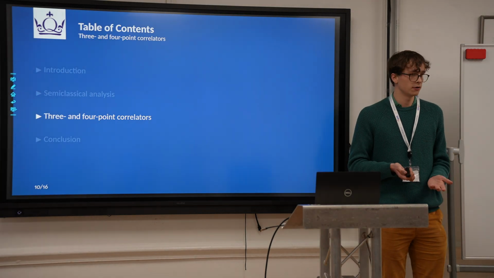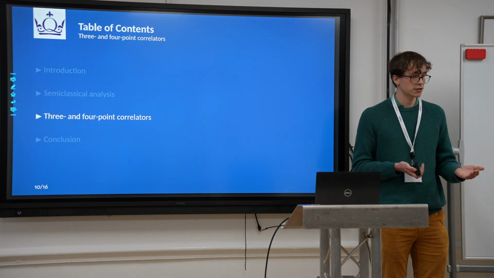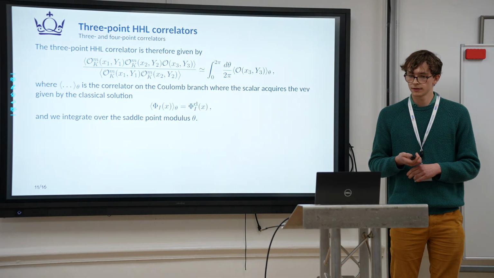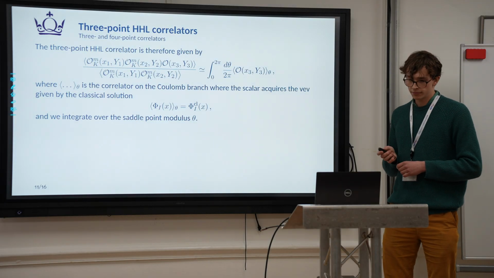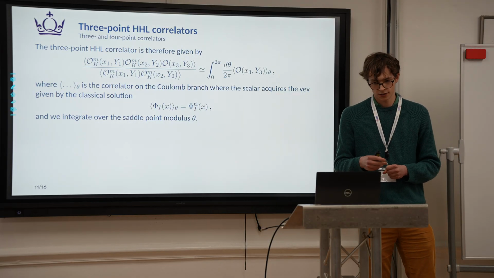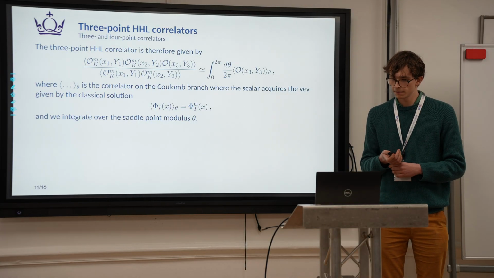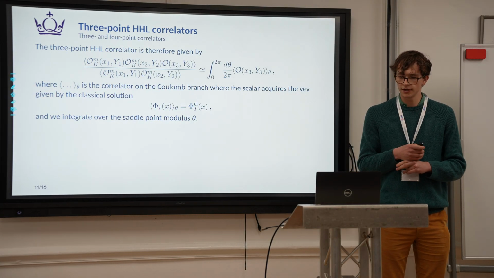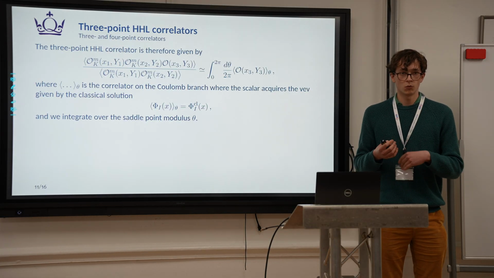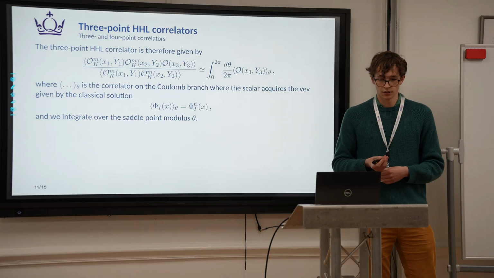So now that we know what the classical background is, we can use that to calculate 3 and 4 point correlators. The 3 point correlators, I showed briefly before. We're considering HHL, meaning heavy, heavy, light. So there are two heavy canonical operators and one light operator. What we claim is that in this large charge limit, this is given by just the 1 point correlator of the light operator on the Coulomb branch.